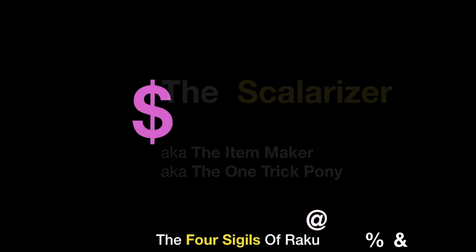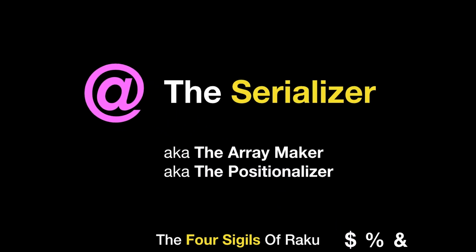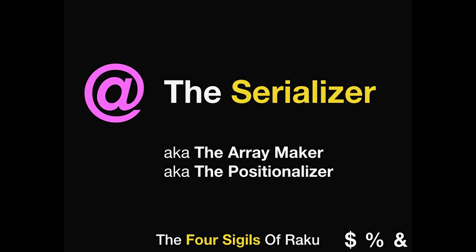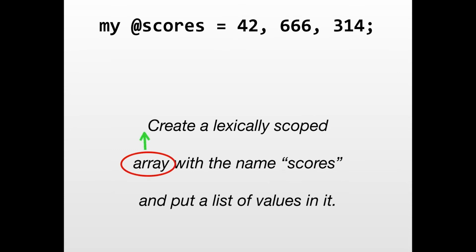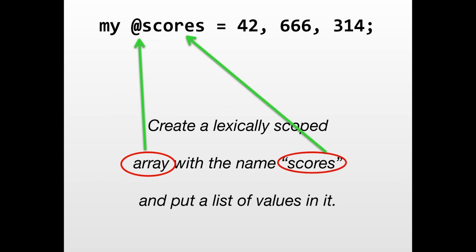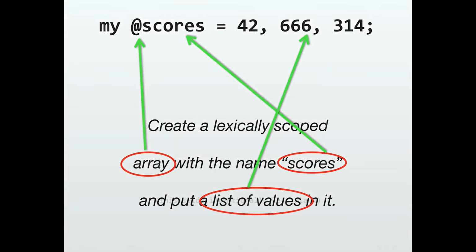Let's have a look at the @ sign. I call it the serializer, or the array maker, or the positionalizer. So what if we want to create a lexically scoped array with the name scores and put a list of values in it? It looks like this. We have an array because we're using the @ sign here as a sigil. We give the name, scores in this case, and we put a list of values in it. That's it.